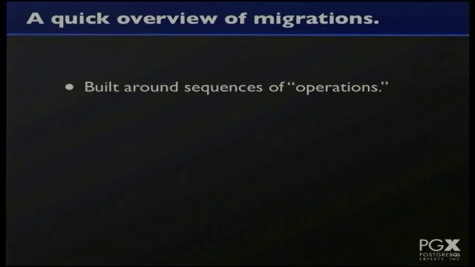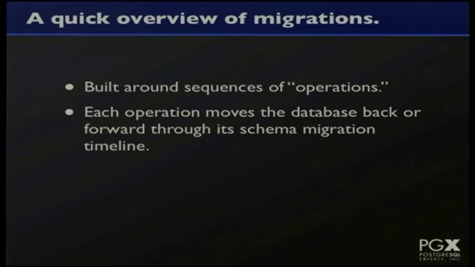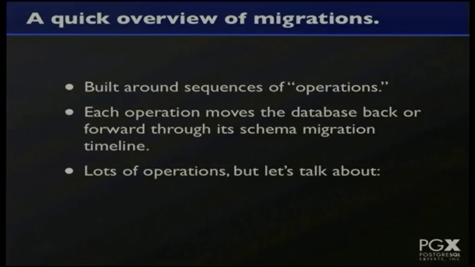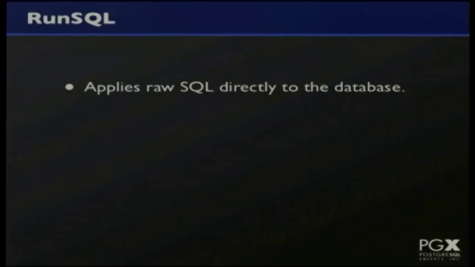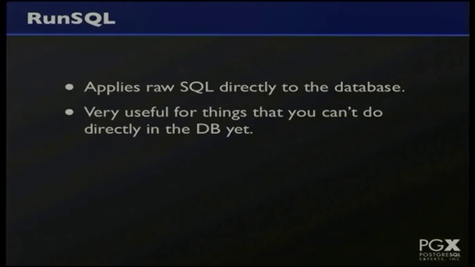Just a quick overview of migrations is that the new migrations architecture is built around a sequence of operations. Each operation moves the data back or forward through its schema migration timeline. There's lots of individual operations, but there's specifically 2 that we're interested in for the purposes of this talk, which are RunSQL and CreateExtension. RunSQL does pretty much what you might imagine: it applies raw SQL directly to the database. If we can't figure out any other way of getting this migration done, we use this one operation. Specifically, if there's anything else that you can't do directly, you use RunSQL, like creating indexes for the new types. We'll talk about that.